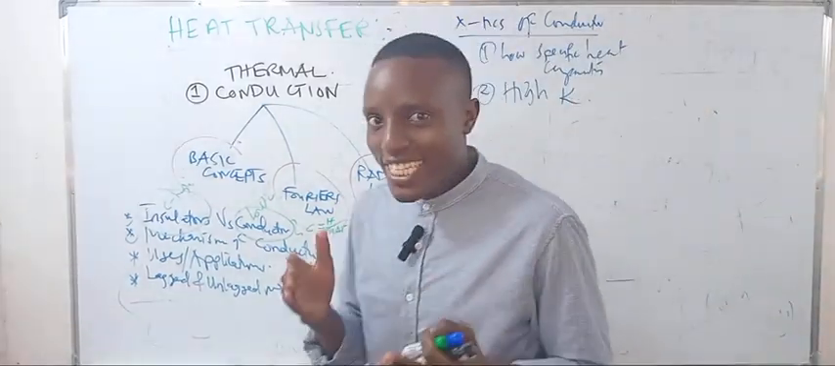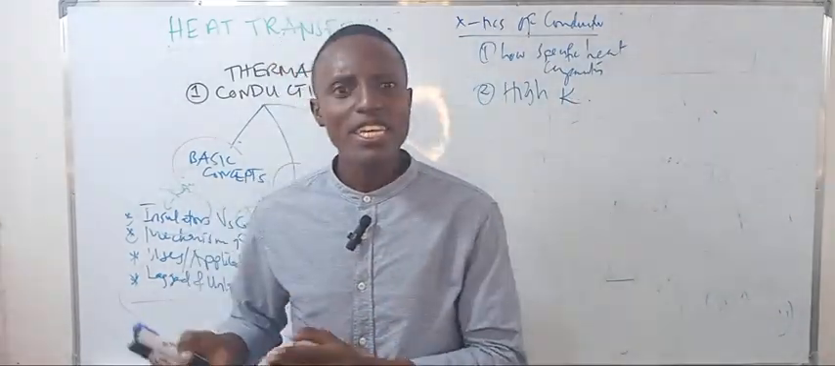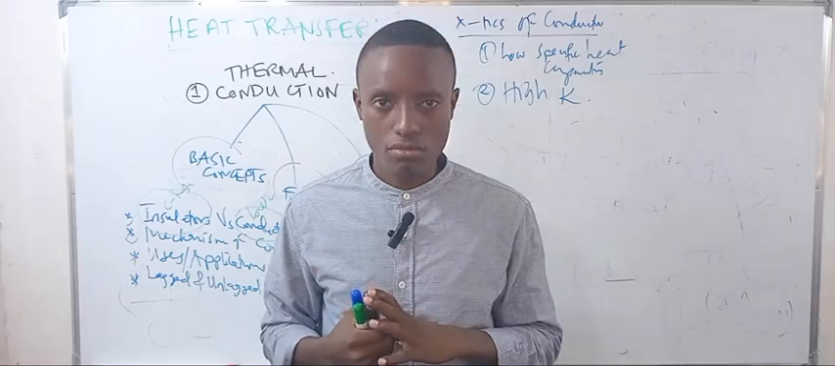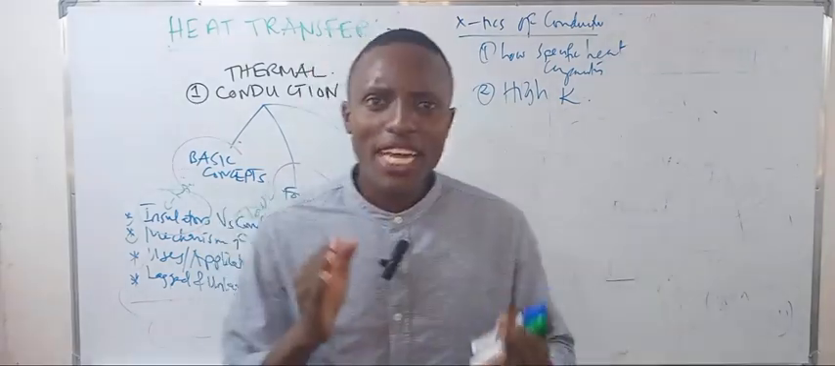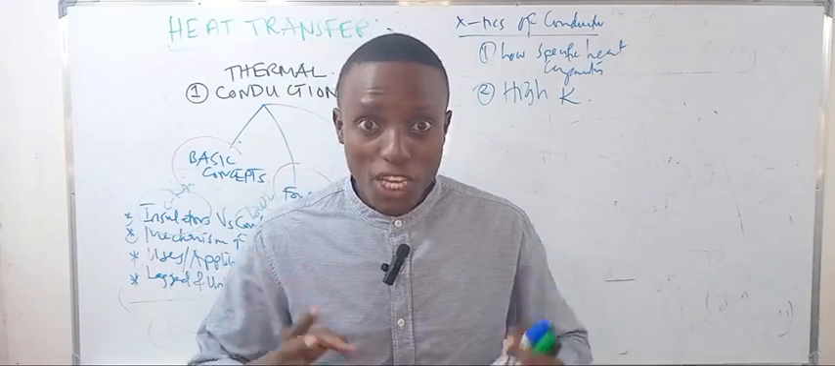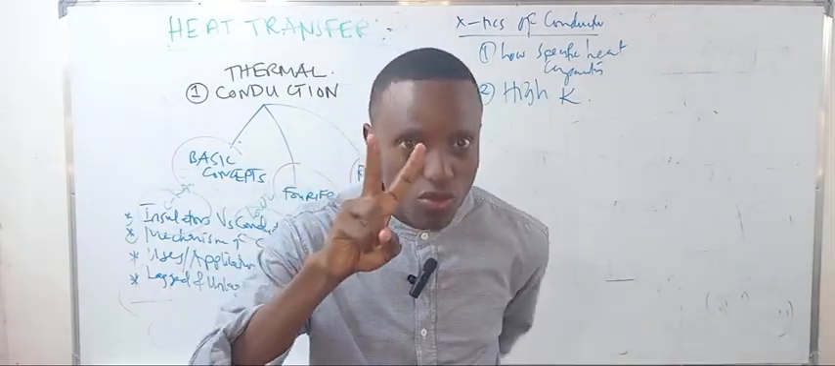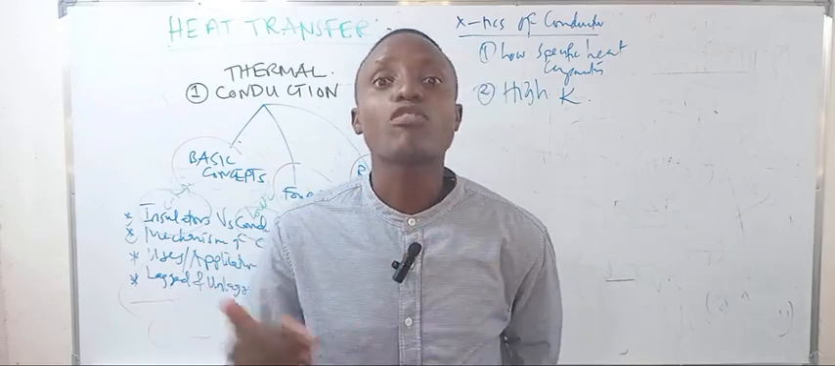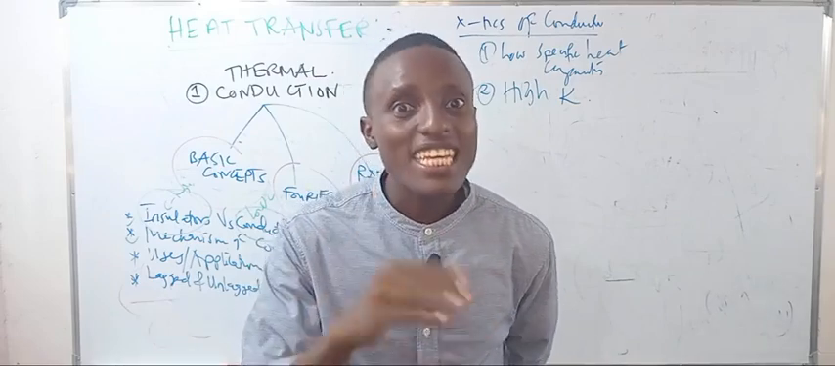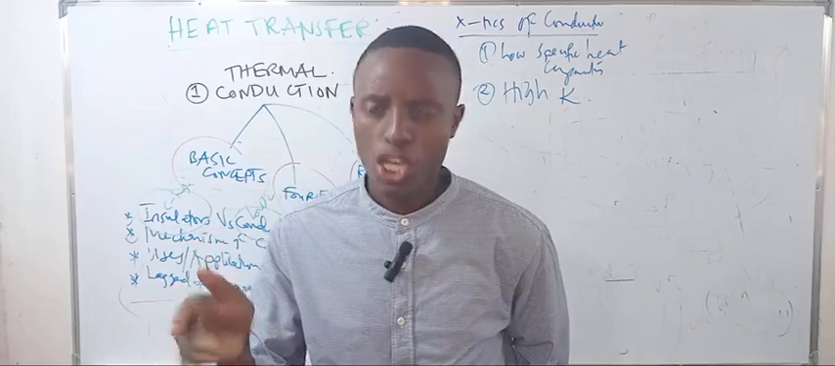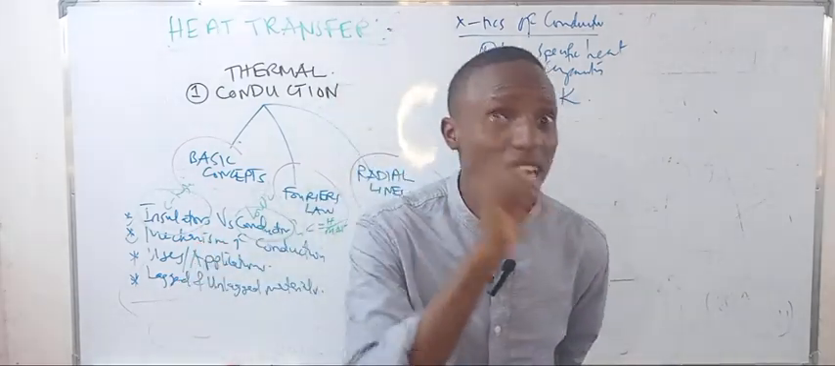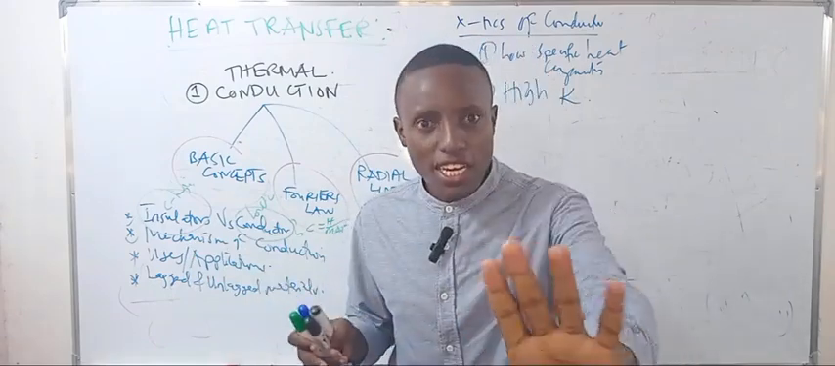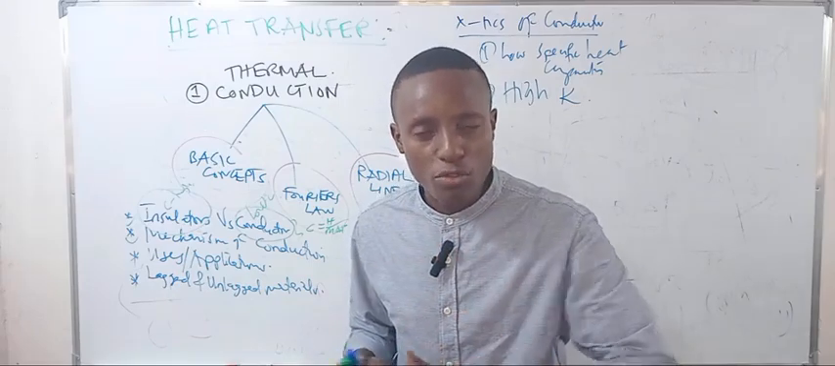Heat is conducted from one point to another without visible motion of particles, but there is motion of particles. So talking about the mechanism of conduction, it can occur in two ways. One is by vibration of particles, and the second is by the movement of electrons. Let me start with the first one, by vibration of atoms.